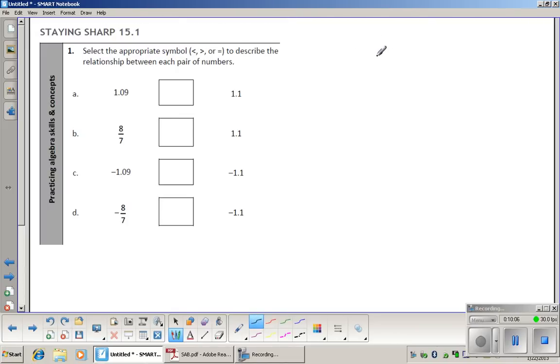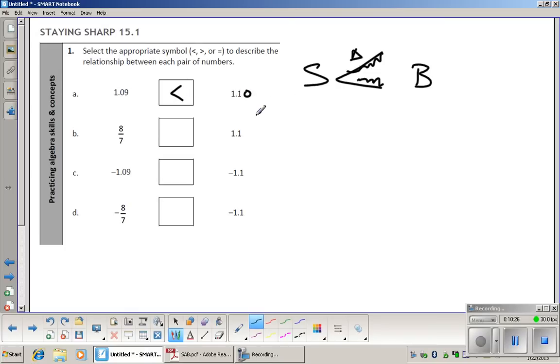Bigger, smaller. Okay? So 1.09, 1.1. This is tough. I know what you guys are thinking immediately. Some of you are thinking 9's bigger than 1. Yeah, but would you rather have $1.09 or $1.10? Bigger. Okay, so $1.10 is bigger than $1.09.